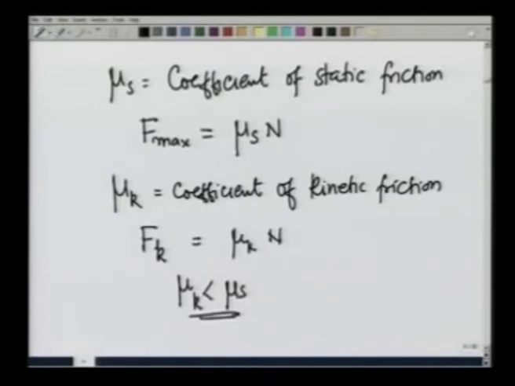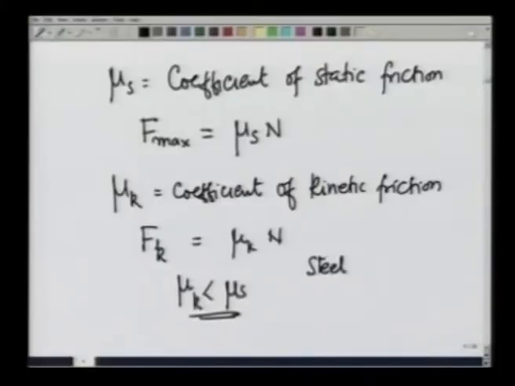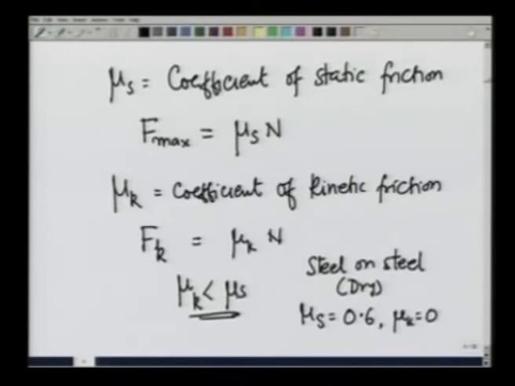For example, for steel moving on steel, obviously I am talking about dry friction, mu s is about 0.6 and mu k is 0.4. One thing about friction is that it is independent of the area of contact.